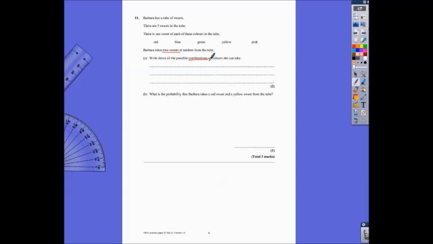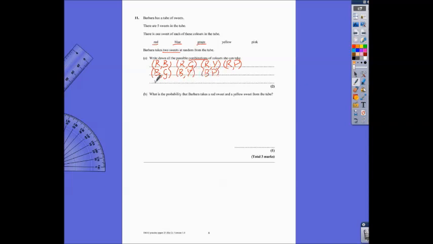So we're after all the different ways that she could do this. So if we pull out a red, then she could get a blue with that, or a green with that, or a yellow, or a pink. So that's all the different combinations for pulling out a red and then all the different colours with it. If we pulled out a blue, then we've already had the red, so all we need to look at is the blue and green, the blue and yellow, and the blue and pink.